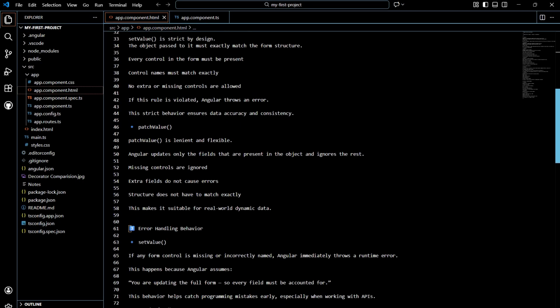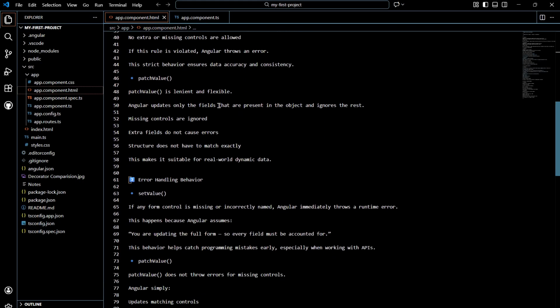Now on the other hand, we have patchValue, which is completely opposite to this, because patchValue is very lenient and flexible. Here Angular updates only the fields that are present in the object and ignores the rest. Okay, so here missing controls are completely ignored. So suppose there are 5 controls and you want to update only 2, that is fine, you can update only 2 and the 3 can be skipped. Extra fields do not cause errors. Yes, if you put any extra fields, it will not cause any kind of issues. Structure does not have to match exactly.